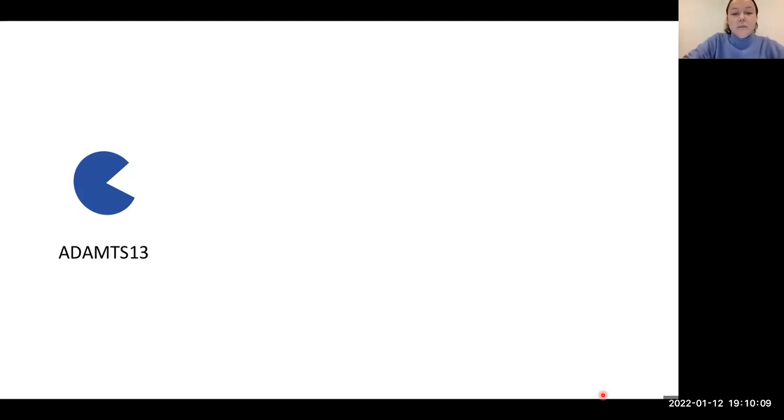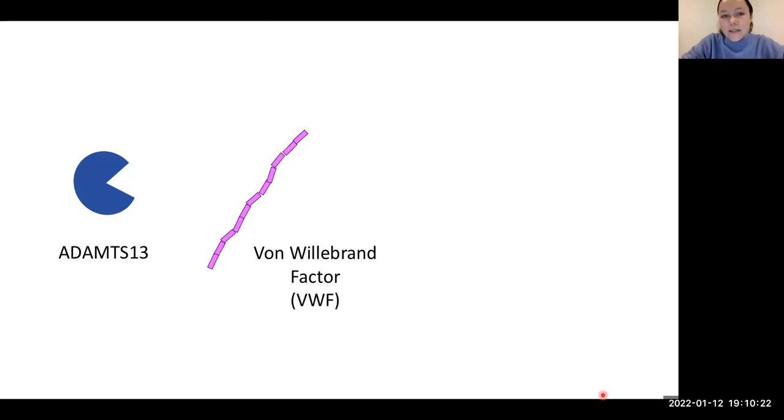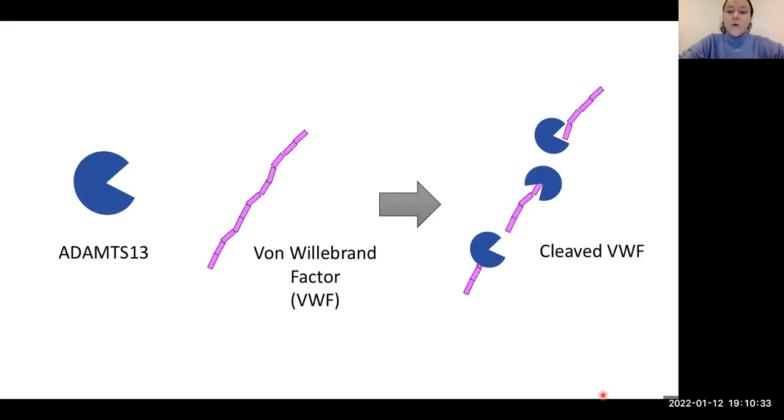So obviously we have ADAMTS13, which we refer to as a protease. It has enzymatic activity, and it is able to cut up other proteins. That other protein is von Willebrand factor. The only known substrate of ADAMTS13 is von Willebrand factor. And ADAMTS13 is really good at cutting up really long lengths of VWF into smaller pieces. This is the normal healthy activity of ADAMTS13.